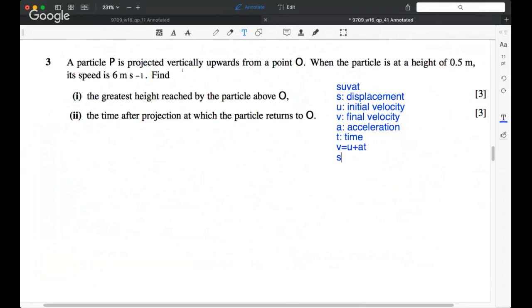And the second one is a little bit harder. It's displacement equals ut plus a half at squared. This is slightly harder to interpret, but a heuristic approach would be to draw a graph.